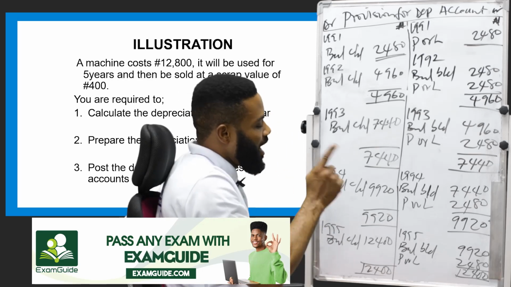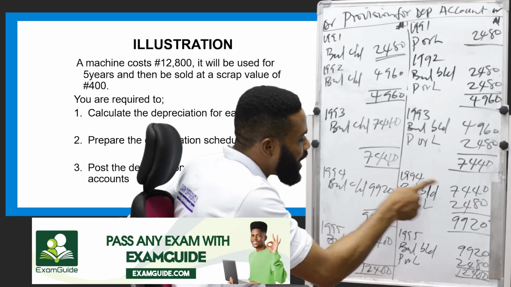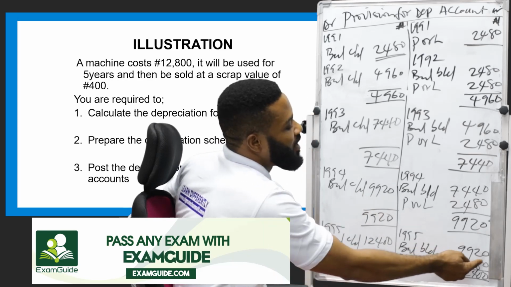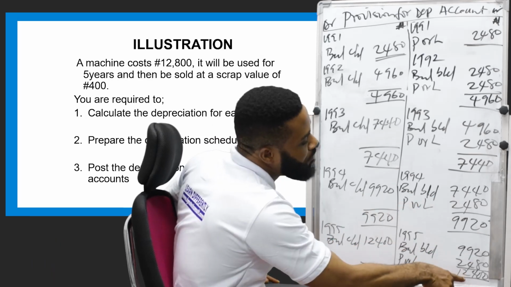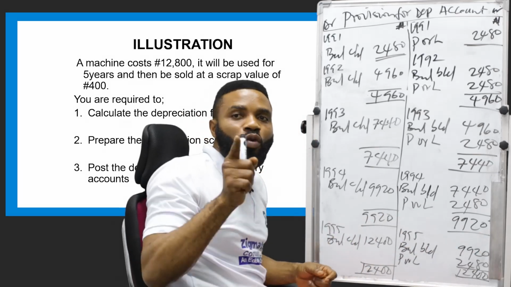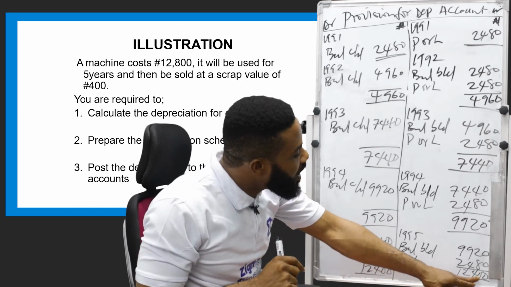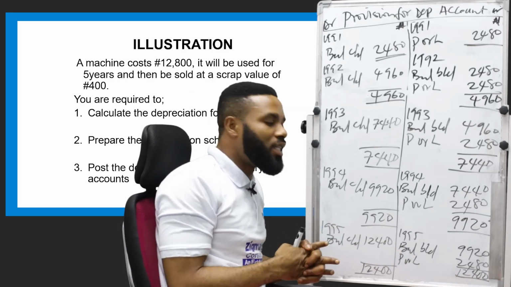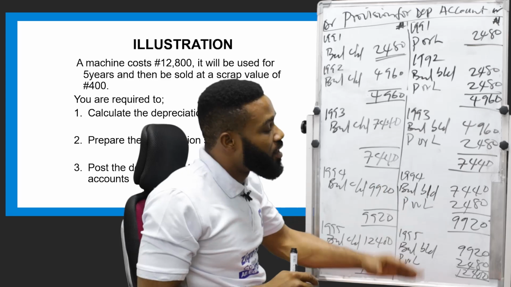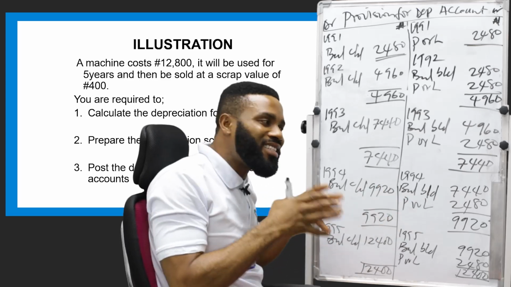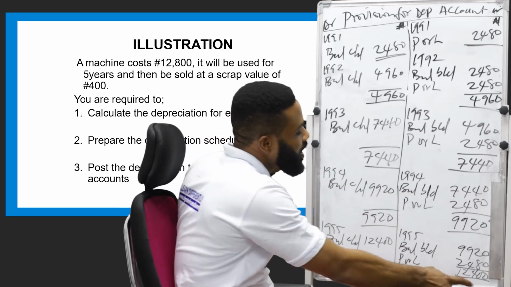And then the last but not the least is to bring it down for 1995 and add the depreciation. When you add, you're going to get 12,400, which is not up to the cost of the asset. So the 400 that is remaining is now the residual value of the asset.